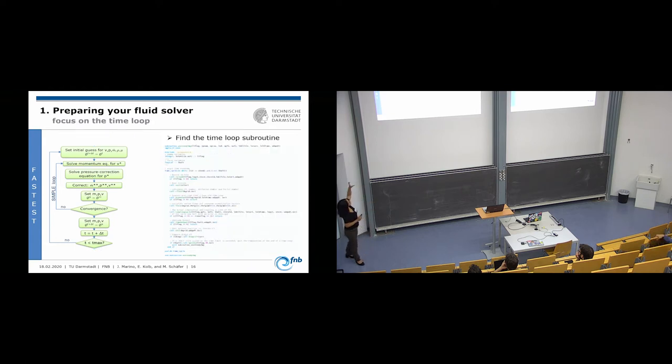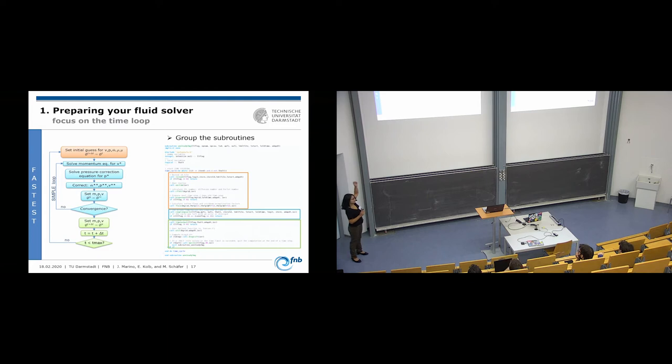Because this time loop subroutine is the place that you need to modify to implement the adapter. I consider that a natural way to make the changes easy. For this reason, we decided to simplify our program and divide this time loop in three parts. I think that independent of the methodology that you use, you always have three parts.